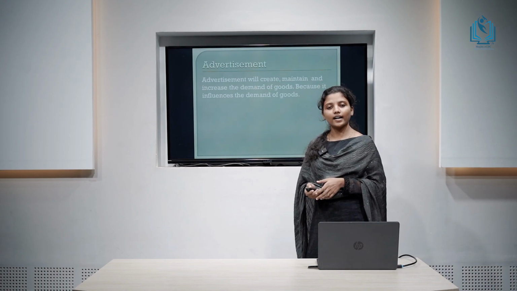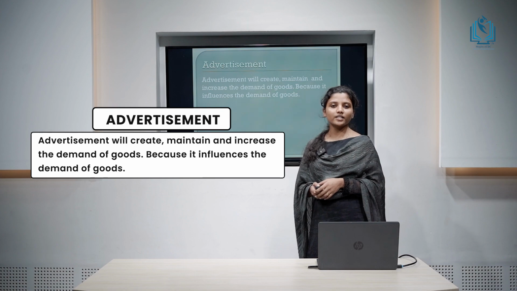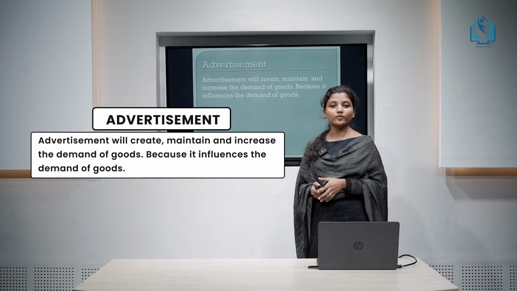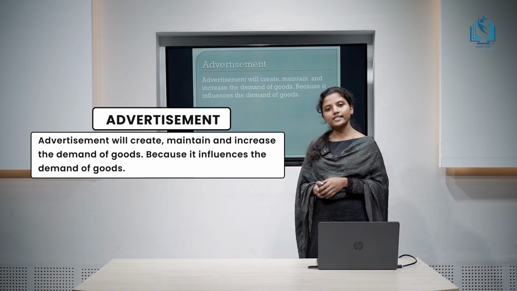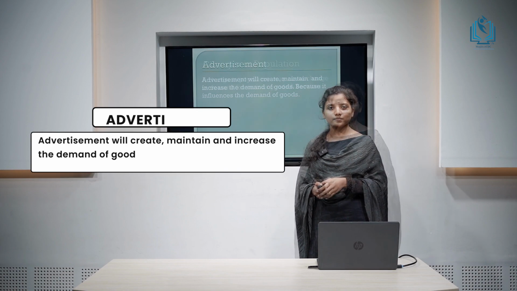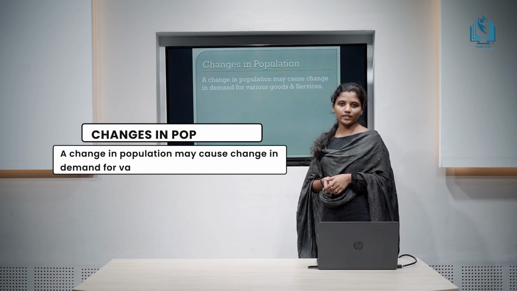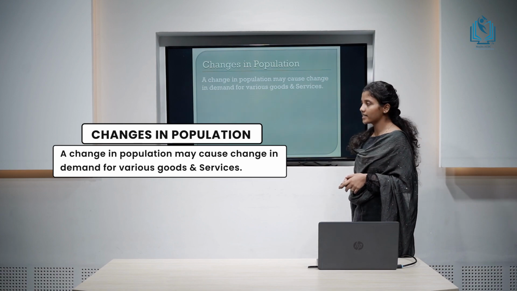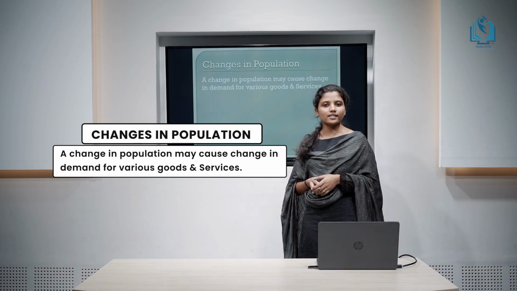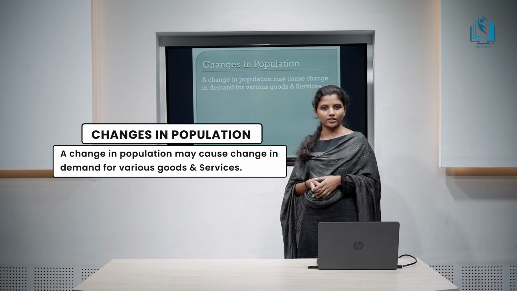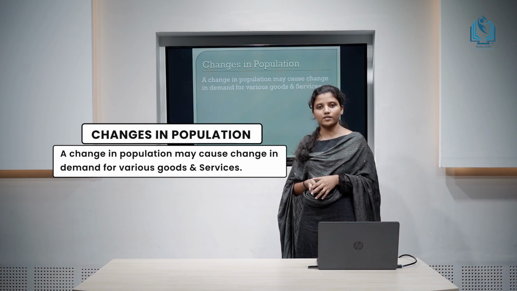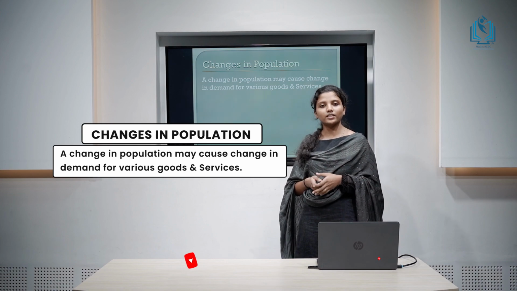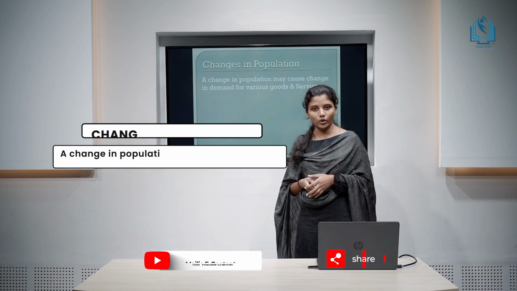The next factor is advertisement. Of course, advertisement has a strong influence on the demand for goods. As we all know, advertisement will create, maintain and increase the demand for goods and services. Then the next factor is changes in population. A change in population may cause a change in demand for various goods and services. When the population increases, the number of consumers will also increase. So it will definitely have an influence on the demand for various goods and services. Likewise, there is a connection between changes in population and the demand for commodities.